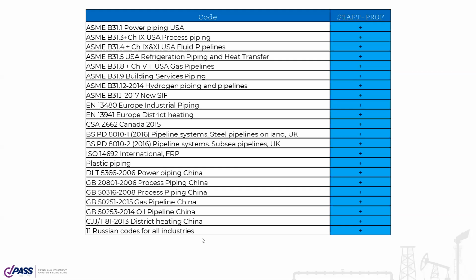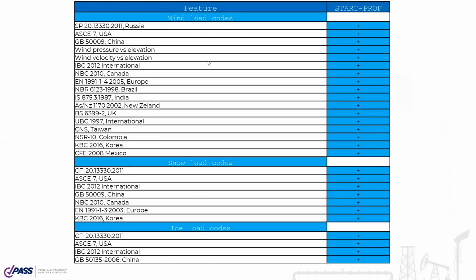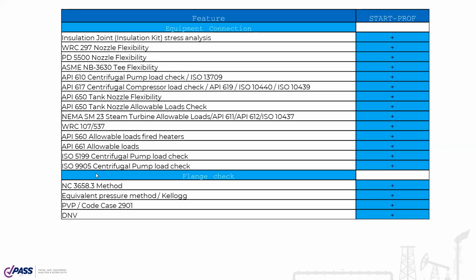Here you can see the international codes that are included in StarProf. It is all ASME codes, European codes, codes of Canada, UK, plastic piping code, and fiberglass piping, all Chinese codes, and 11 Russian codes for all industries. Also, you can see here the wind, snow, and ice codes. The codes for equipment connection analysis, it is API for different types of pumps, tanks, nozzles, turbines, and compressors. And for flange check.